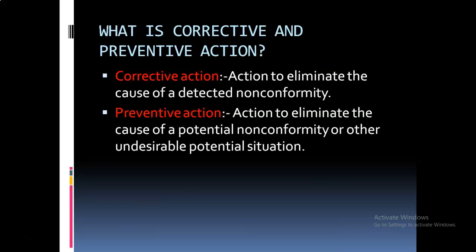Preventive action is to eliminate the cause of a potential non-conformity or other undesirable potential situation. Means in preventive action we eliminate the potential cause of a non-conformity, which has a high risk of occurrence level, and we identify that non-conformity or that NC to eliminate the root cause so that it will not cause any type of issues or problem in the future.